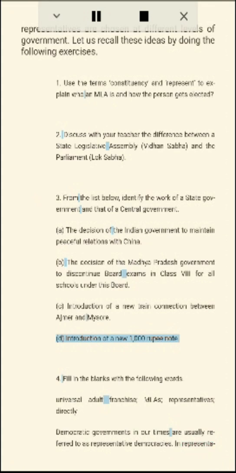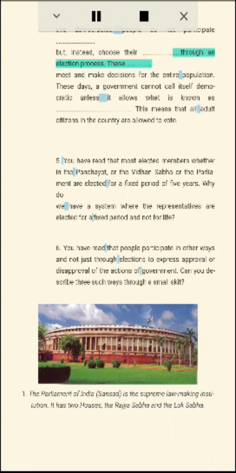But instead choose their representatives through an election process. These representatives meet and make decisions for the entire population. These days, a government cannot call itself democratic unless it allows what is known as universal adult franchise. This means that all adult citizens in the country are allowed to vote.